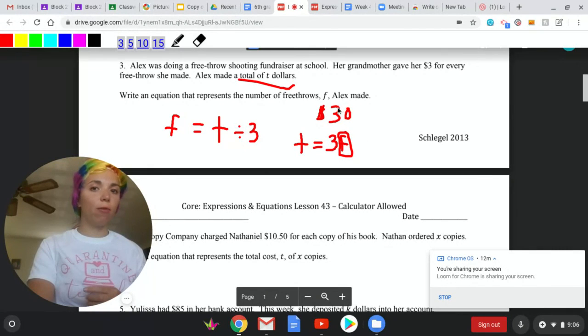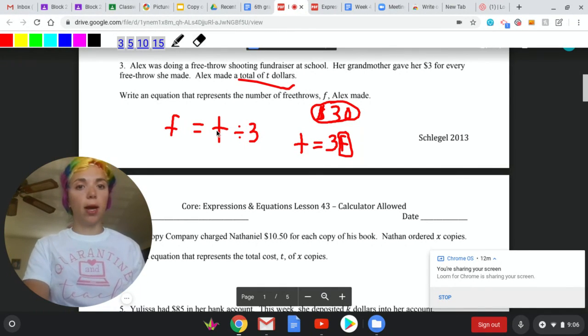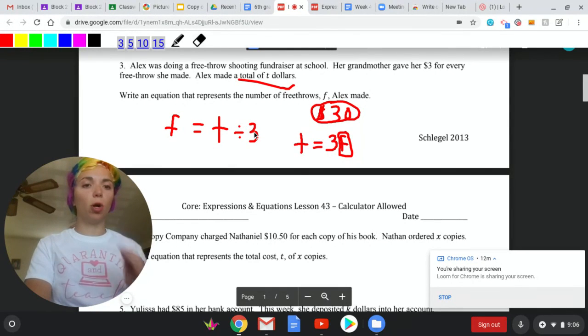If it helps you to create a fake story problem to figure it out, or a fake number to put into your equation like I did here, then do that, because that was how my brain had to think through it. So I had to think, if she made $30 and I know she made $3 per free throw, that would tell me how many free throws she made. So $30 divided by $3 would tell me she made 10 free throws.